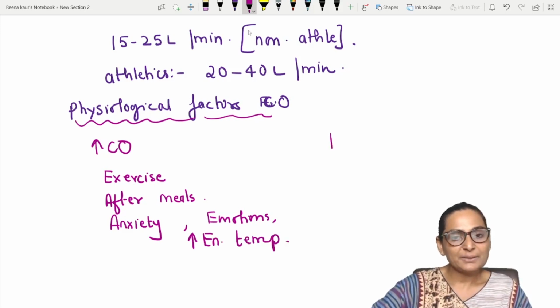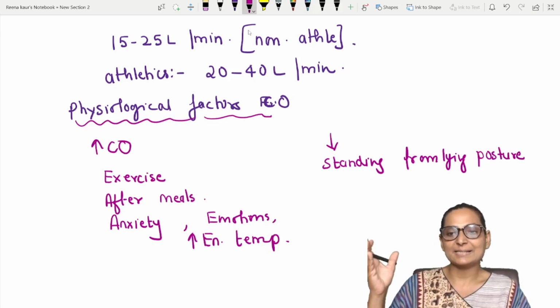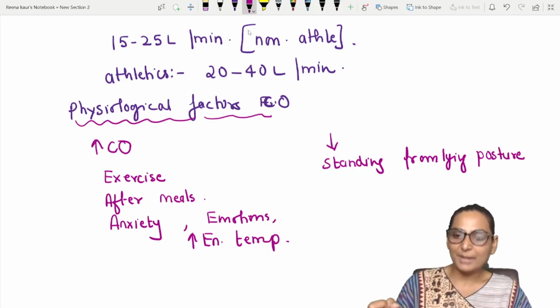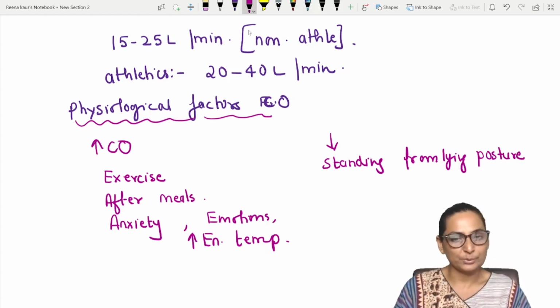But there can be a decrease in the cardiac output in certain conditions like posture. That means standing, especially from a lying posture. So there was a person who was lying down for a long time and suddenly he stands up. There will be venous pooling of the blood. That venous pooling of the blood will have a tendency to cause a decrease in the cardiac output, right?